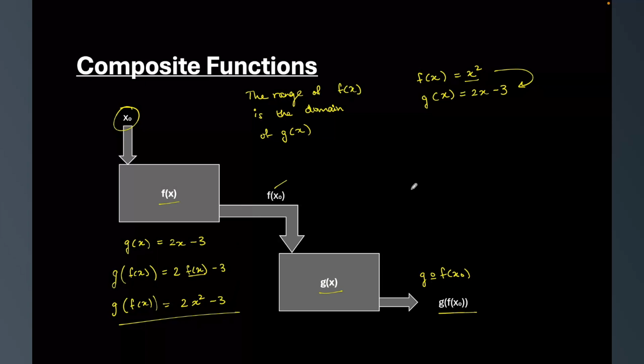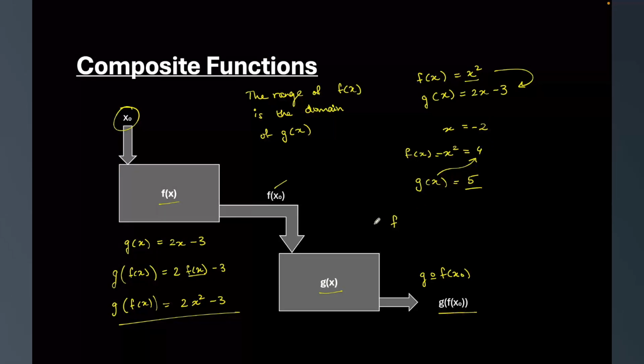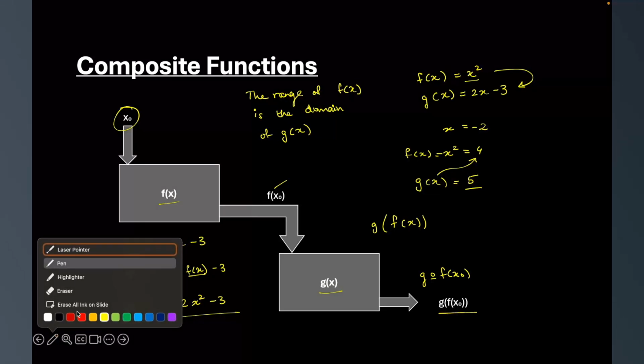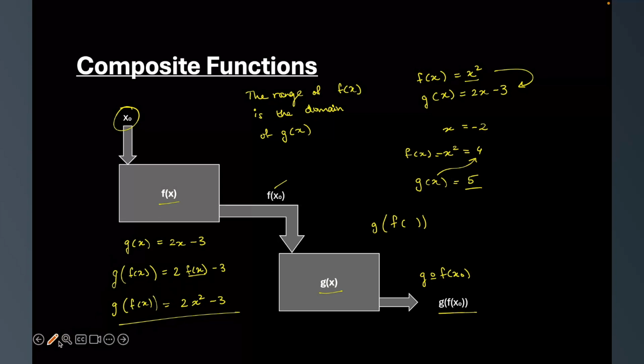And you can verify. You can maybe take x is equal to negative 2. Your x squared would then be 4, which is your f of x. Then if you put that in g of x, you'll have 2 times 4, which is 8. 8 minus 3 is 5. So essentially, when f of x is equal to 4, x is equal to minus 2. So you can write it as g of f of negative 2 is equal to 5. That's pretty simple, right? Okay, let's move forward.